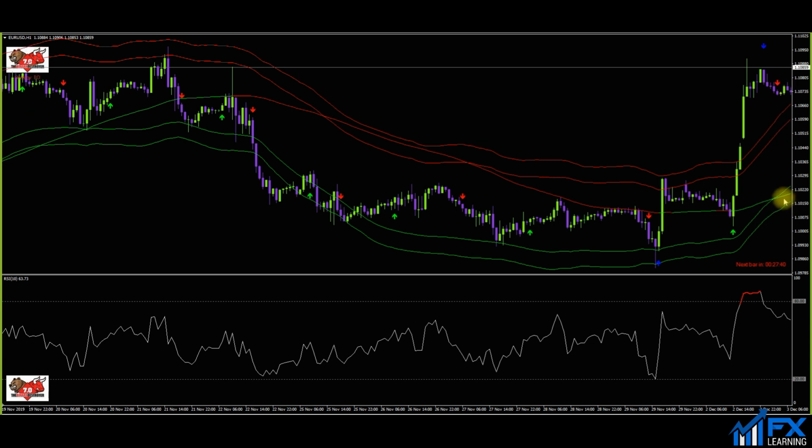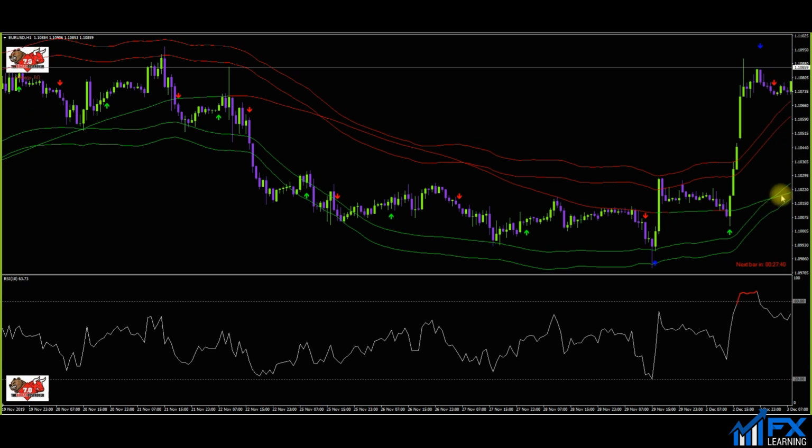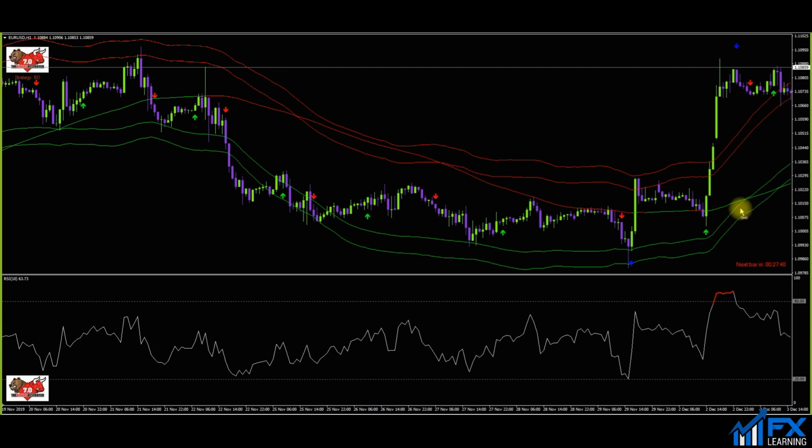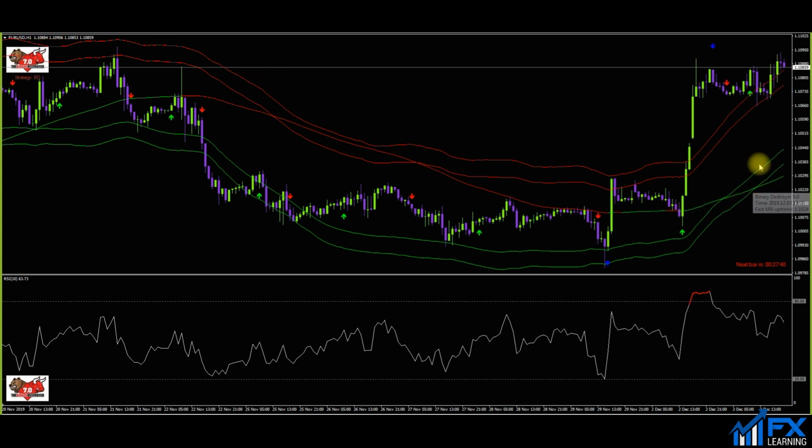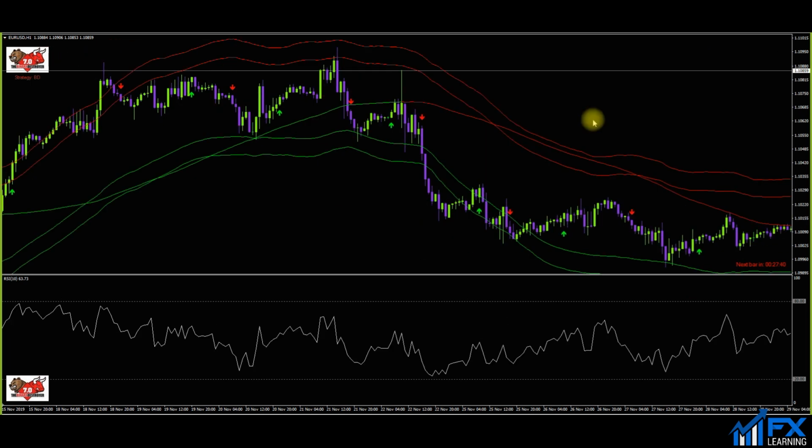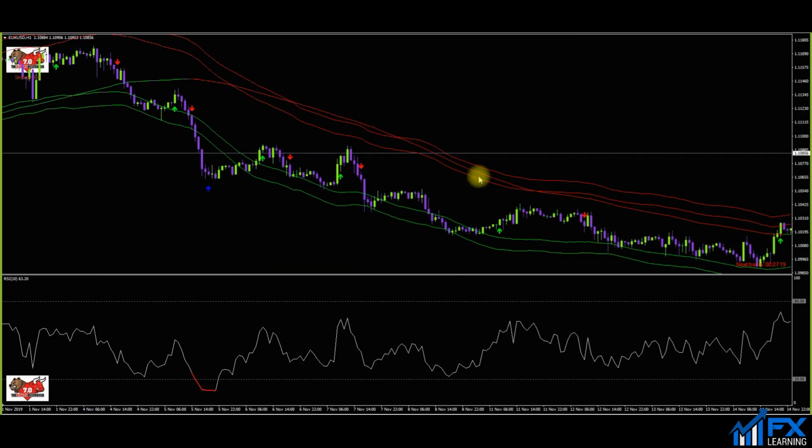You see here how this would definitely not be a setup now, because that line is telling me it's in a strong uptrend. This line is now facing up and it's outside of the zone. So this is not a setup. Let me find you one more.